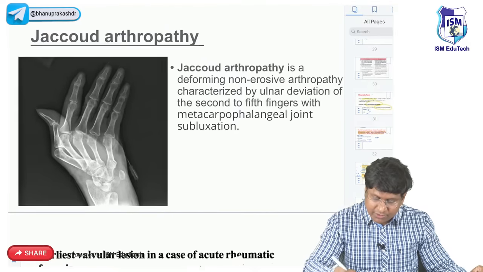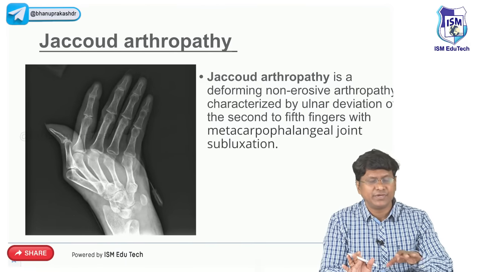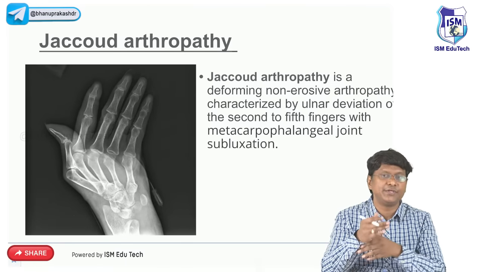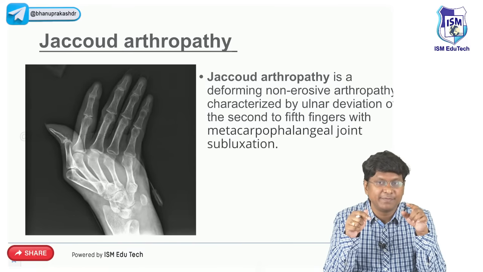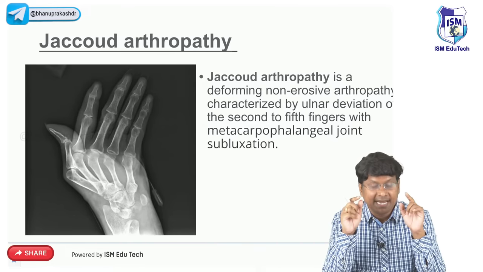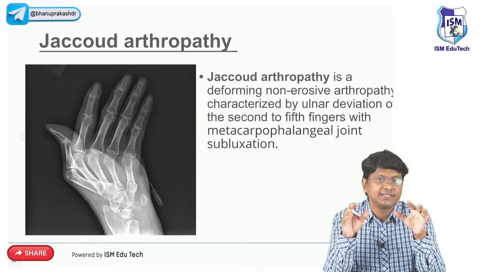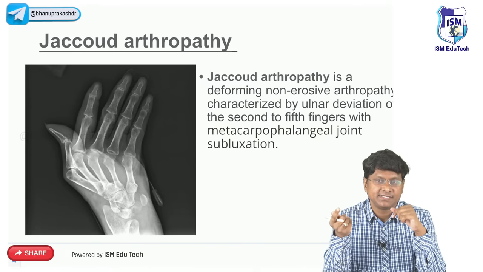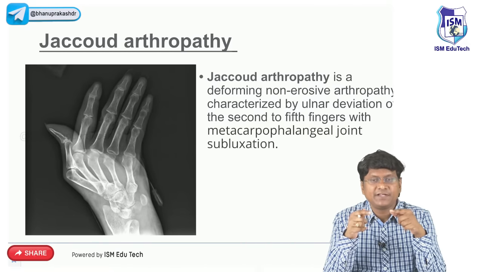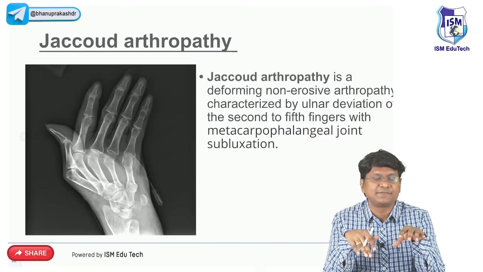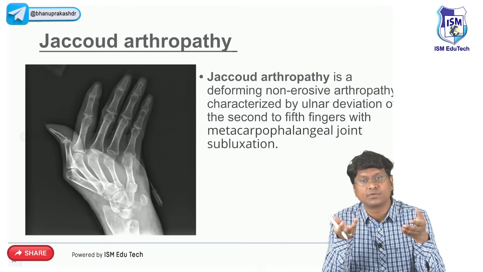This is what your Jaccoud's arthropathy is. But very rarely do you get this Jaccoud's arthropathy, which is where you have the ulnar deviation. The joints affected here are mainly the lower limb joints. And the description of the arthritis is migratory polyarthritis. That means the inflammation will be in one joint for 1 week, and after that, the inflammation will completely subside in that joint. Next, it will shift to the other joint.